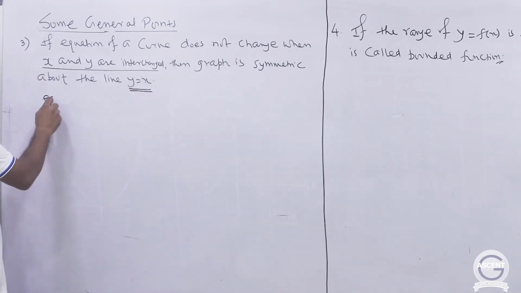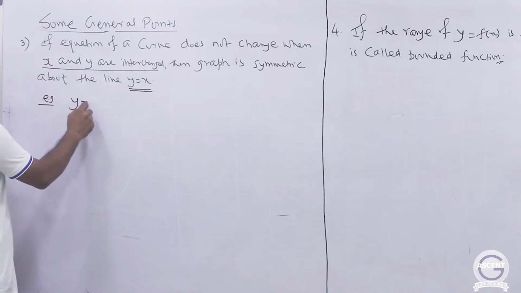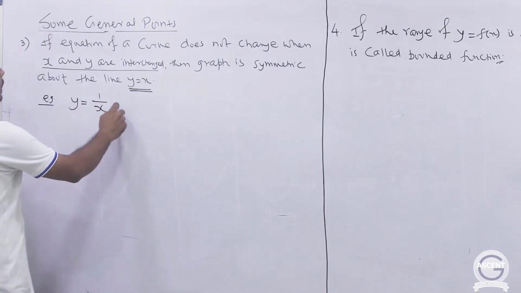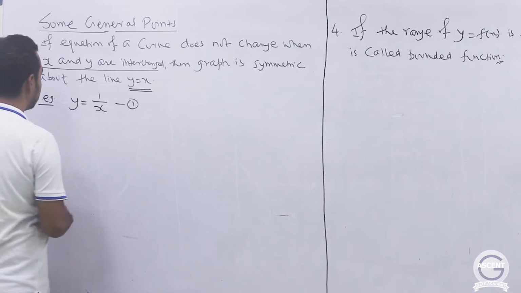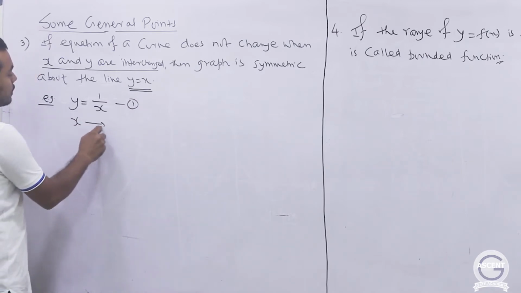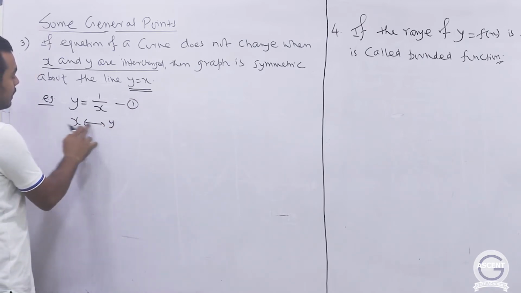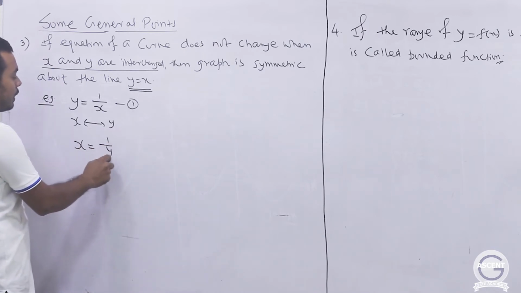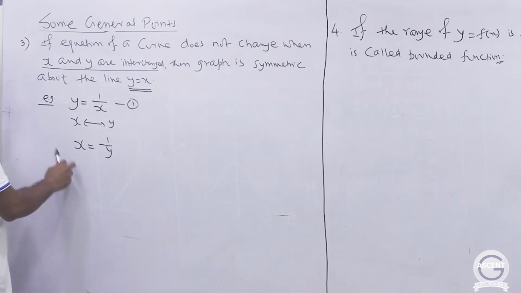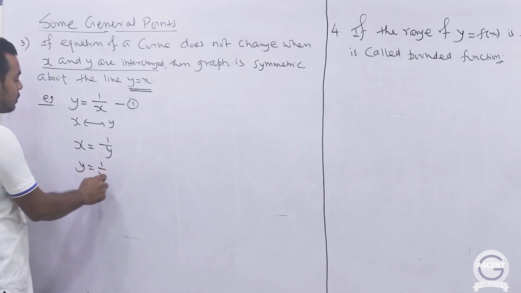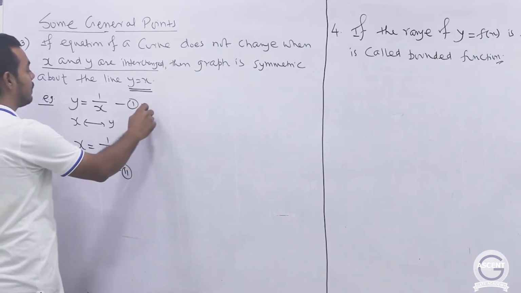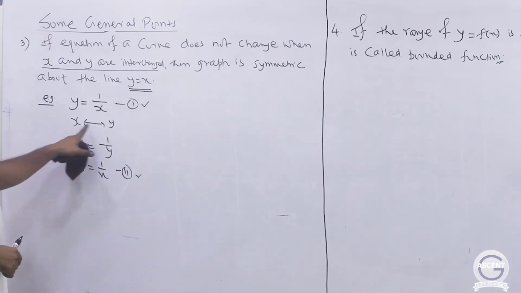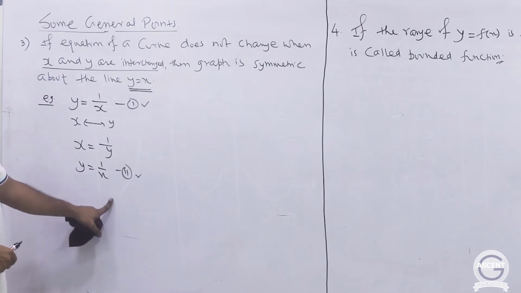So let me give you one example. Suppose we have the graph of this function y equals 1 by x. Here if we interchange x and y, in place of x write y and in place of y write x, then I will get x equals 1 by y. Now if you see carefully, if you take reciprocal on both sides, then these 2 equations are same. This first and second equation both are the same equation. So even after interchanging x and y, you are getting the same equation.